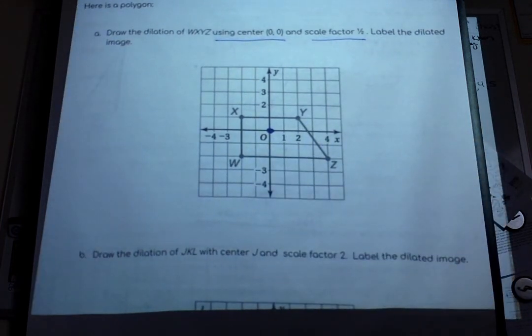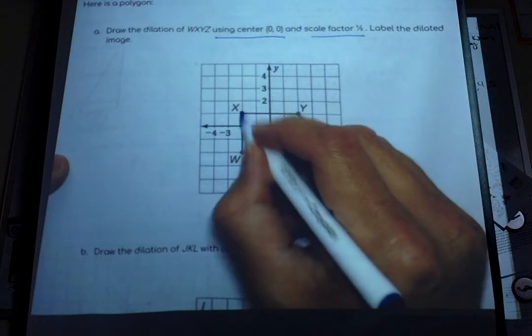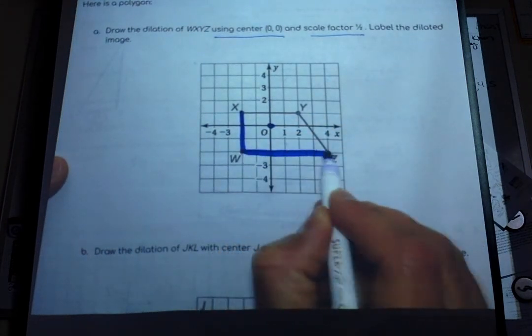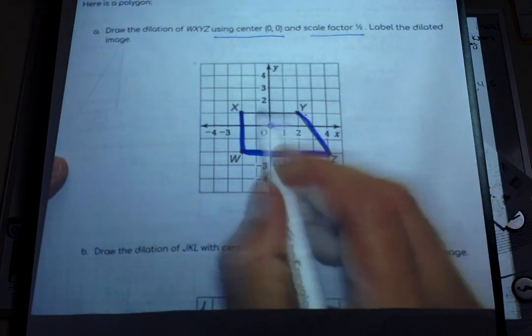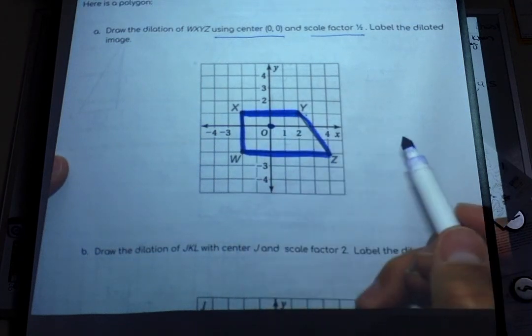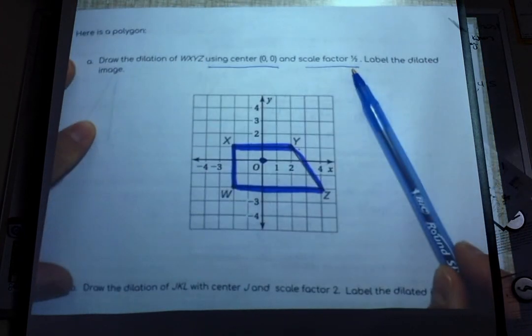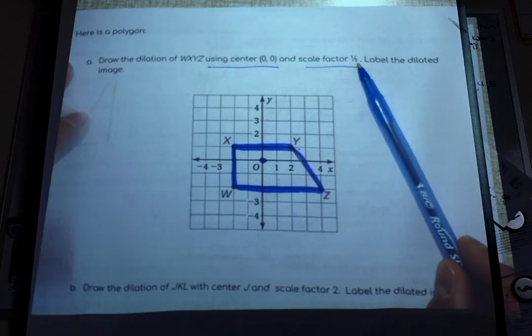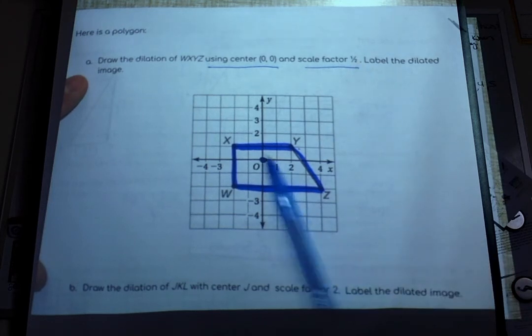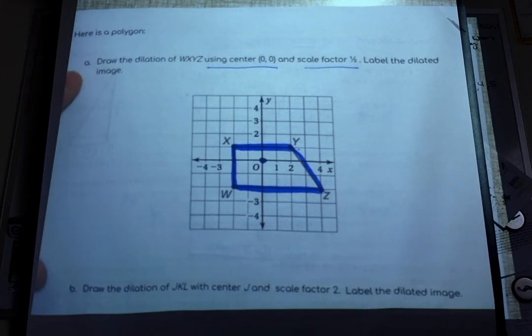So I'm going to make my original figure here. We call this the pre-image. And then we're going to use a scale factor of 1/2. We have learned that a scale factor, if it's less than 1, it's going to shrink. So this shape, we're going to have the same exact shape, but just much smaller. So how do we do that?